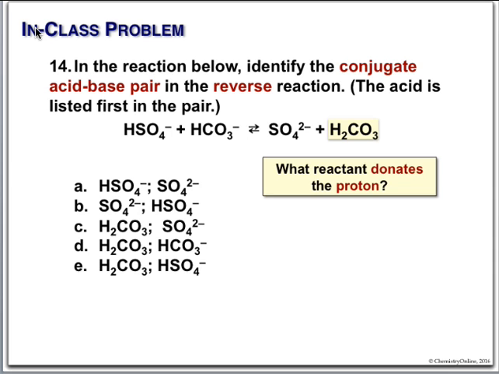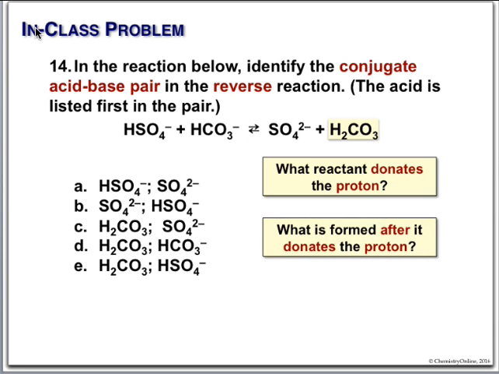Now the next question you ask, because you're looking for a conjugate acid-base pair, is what's formed after it donates its proton? What is formed afterwards? Well, once this guy loses one proton, what does it form? Hydrogen carbonate. So from the list here, our acid is going to be carbonic acid. Our conjugate base is going to be hydrogen carbonate.